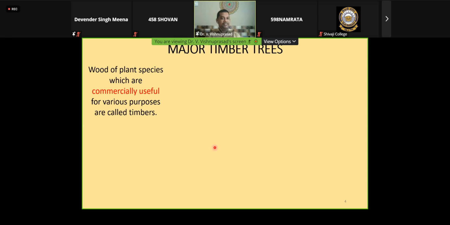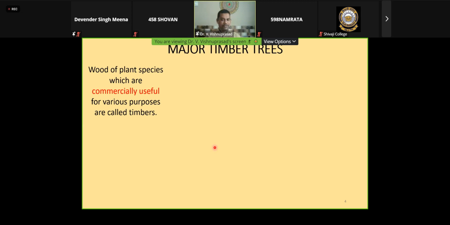Similarly, you have this Deodara tree, Cedrus deodara. This is a gymnosperm species. This one grows in the high altitudes of our country. In the higher reaches of Uttarakhand, Himachal Pradesh, you will find this Cedrus deodara growing, and it produces very good quality timber. Then you have this one, Holoptelea integrifolia.